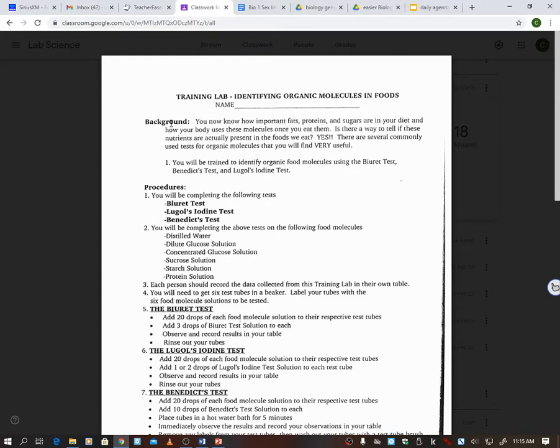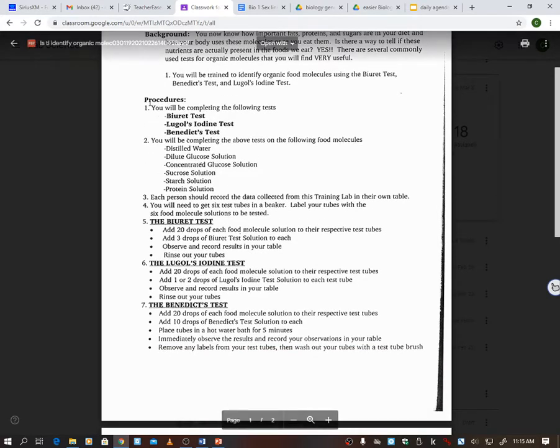The background says you now know how important fats, proteins, and sugars are in your diet and how your body uses the molecules once you eat them. Is there a way to tell if these nutrients are actually present in the foods we eat? Yes, there is. There are several commonly used tests for organic molecules that you will find very useful. You'll be trained to identify organic food molecules using the Biuret test, the Benedict's test, and the Lugol's iodine test.